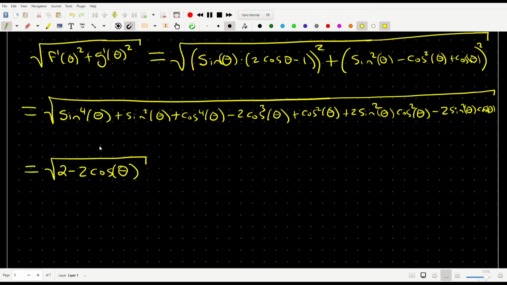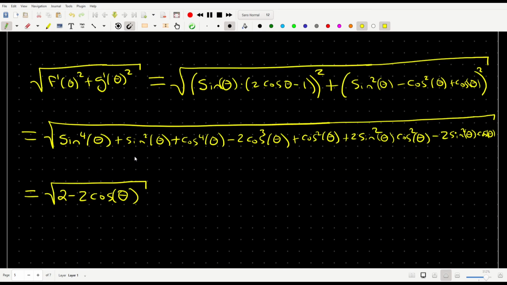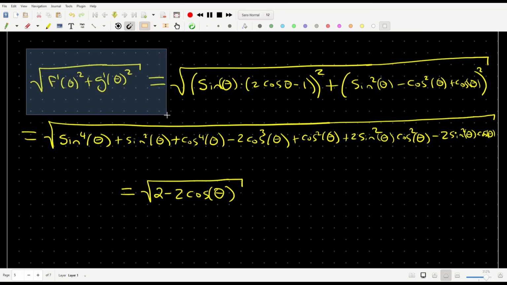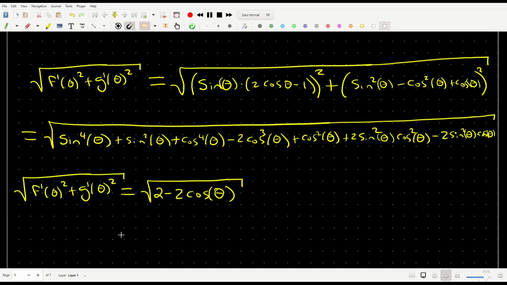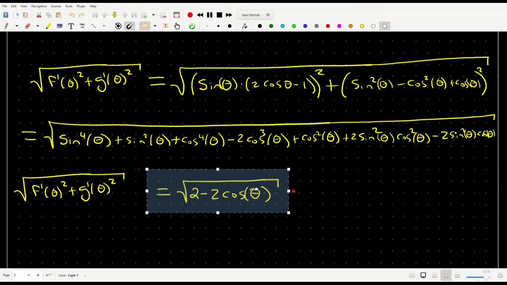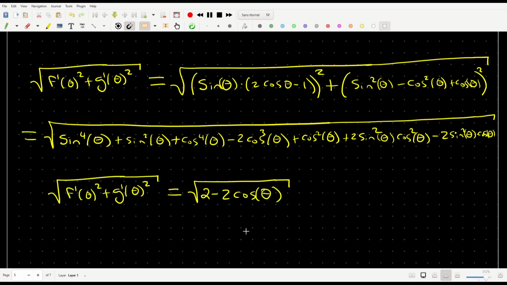It would be a good exercise to go through and show that, but I don't want to waste the lecture time doing that right now. I just want to show you the calculus of what we're doing here. So essentially the idea here is, we've shown that the square root of f prime of theta squared plus g prime of theta squared is 2 minus 2 cosine theta.